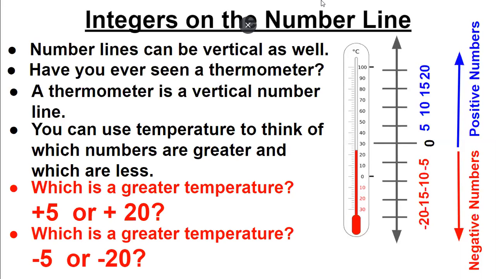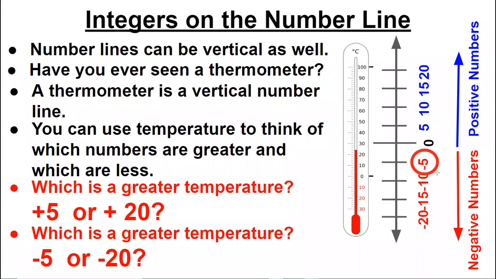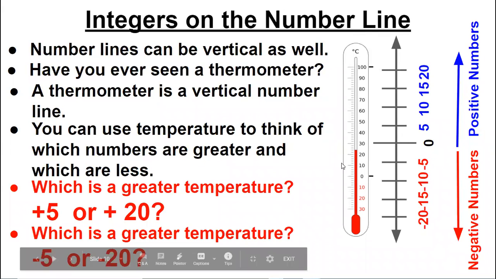Let's go circle that on our number line. Negative 5 is closer to 0 than negative 20 over here. So let me just change colors here. Negative 20 is from here to there. Negative 5 is only from here to there. So notice that negative 5 is closer to 0, and negative numbers that are closer to 0 are the bigger numbers. So the greater temperature is negative 5.